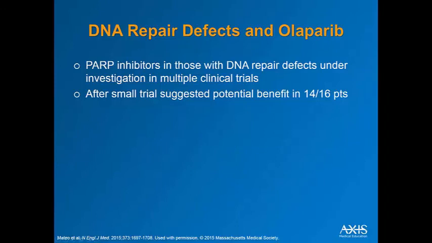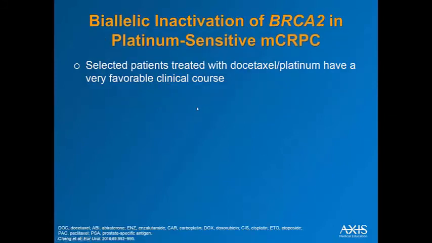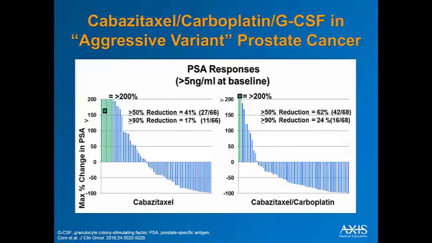So that's pretty substantial. And now we have some preliminary evidence that PARP inhibitors, such as olaparib, not FDA approved, but in a small trial suggested potential benefit in 14 out of 16 patients. Now there are multiple clinical trials with olaparib. There's also some data with platinum regimens, docetaxel platinum regimens, can have a very favorable clinical course if they have a biallelic inactivation of BRCA2. And that's kind of a new thing. We don't think about using platinum in our prostate cancer patients as a rule, but now we've got an opportunity to think about this in a little bit of a different way.